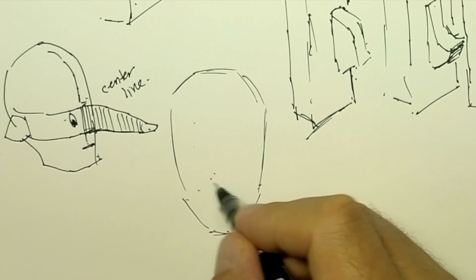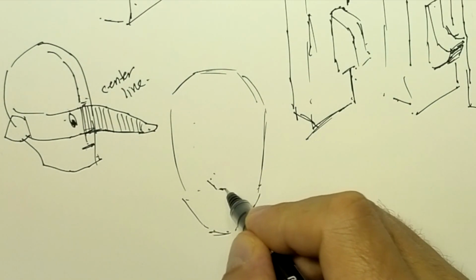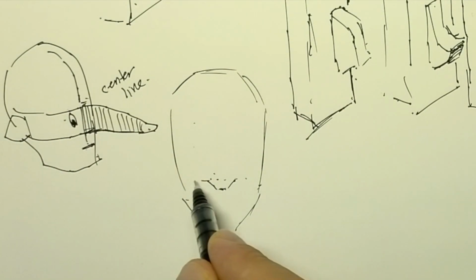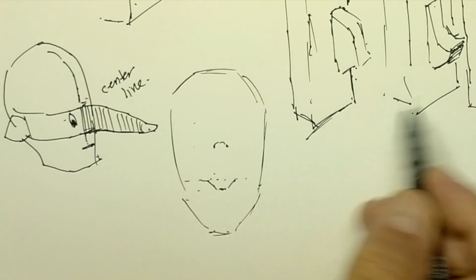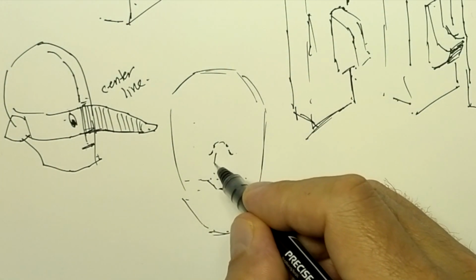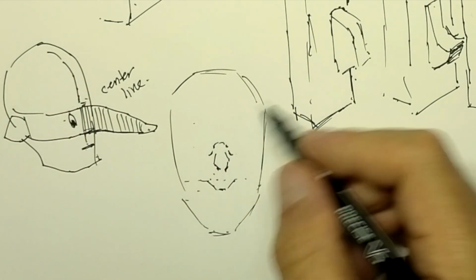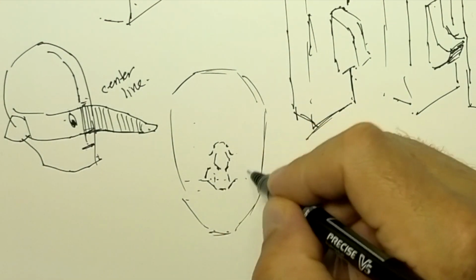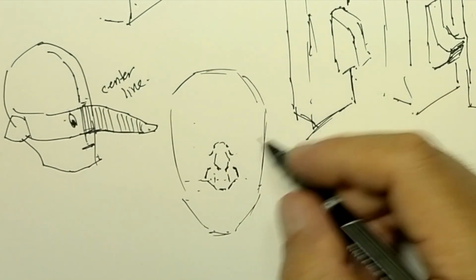Some of the structural details of a more realistic nose. But at the same time, you see the underside is essentially like a pear. There's the bridge of the nose. You have a double bone up in the bridge. And then there's the nostrils.